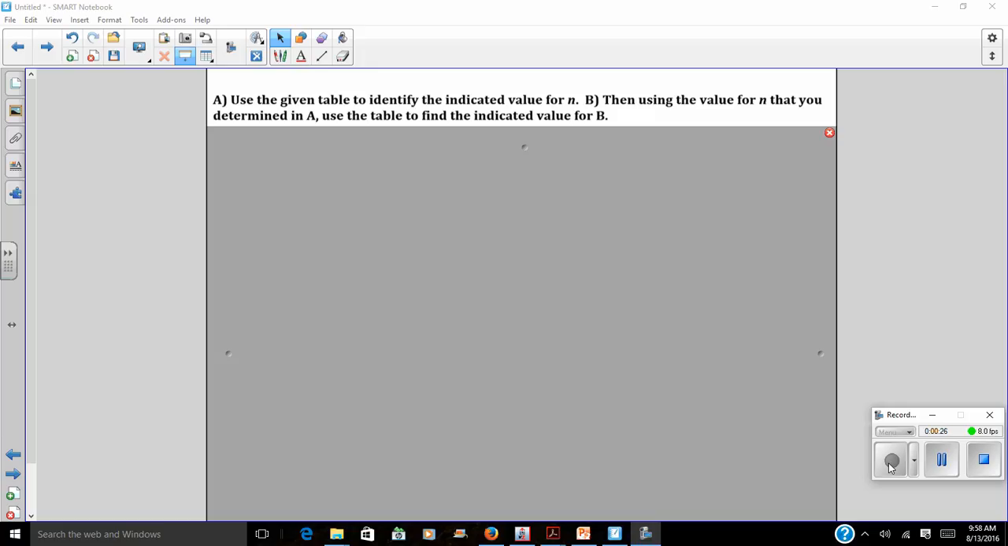The goal of this little assignment is just to get you used to finding your way through a function table, through an input-output table. We're going to use the table that has been given to identify a value for n, and then part B is asking us to use the value for n that we found in A and, using the table, to find the indicated value for B. Whoa, that seems kind of complicated, but that's why we're taking some time to work through it. It seems kind of circular almost, but once you get it, it makes sense.